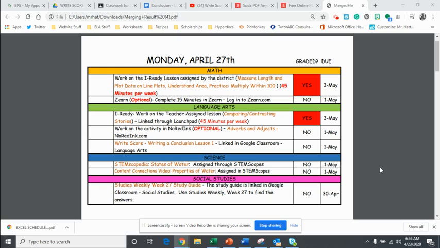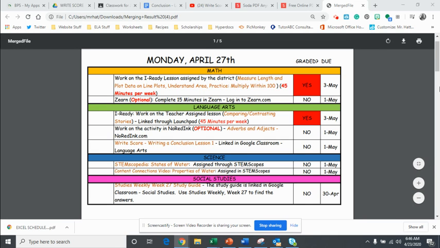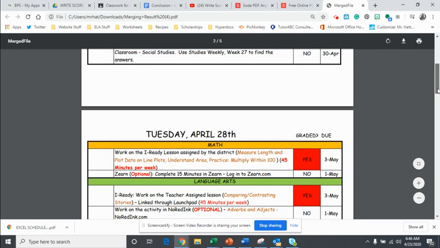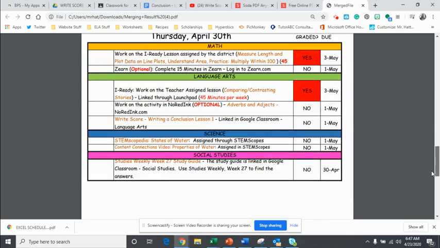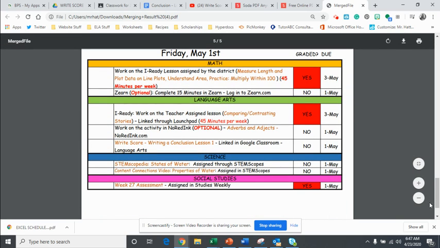All right, and in social studies this week, we are going to wrap up week 27, money. There's going to be a study guide assigned in Google Classroom, and then on Friday we'll have the test. So really that's the only difference between the rest of the week. Monday, Tuesday, and Wednesday are pretty much the same schedules. The only real difference is on Friday we have the social studies test that will be assigned again in Studies Weekly.